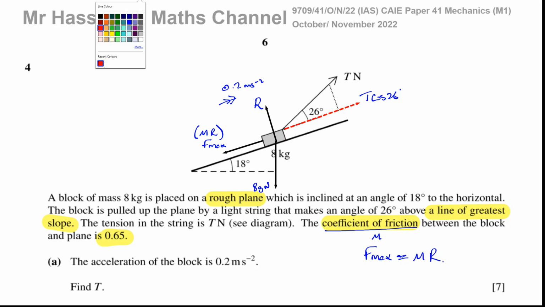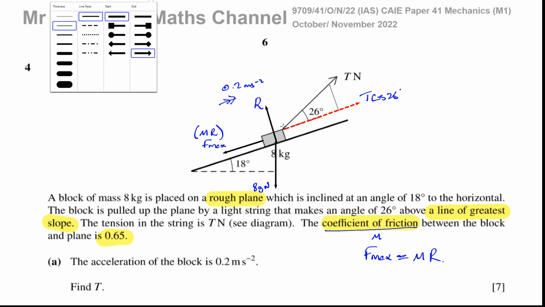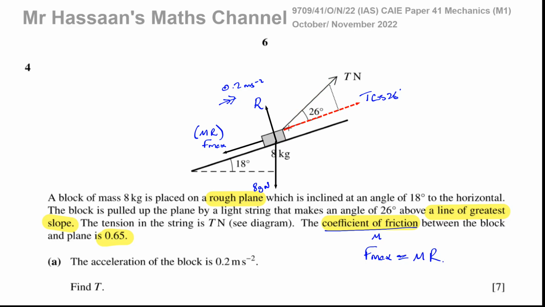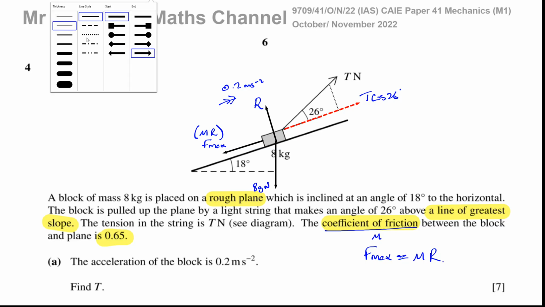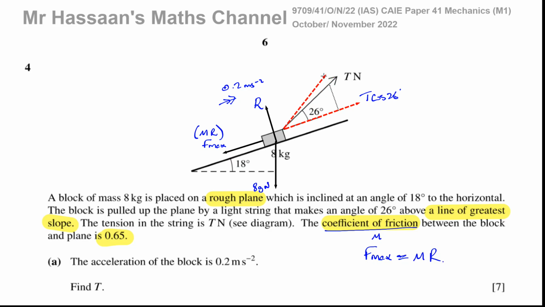When we want to resolve the force acting perpendicular to the plane, we have to go away from the angle given, so we can use sine. You can also think of this as finding the component which is opposite the angle given. So we use sine, and this will be T times sine of 26. So I've resolved the tension parallel and perpendicular to the plane.